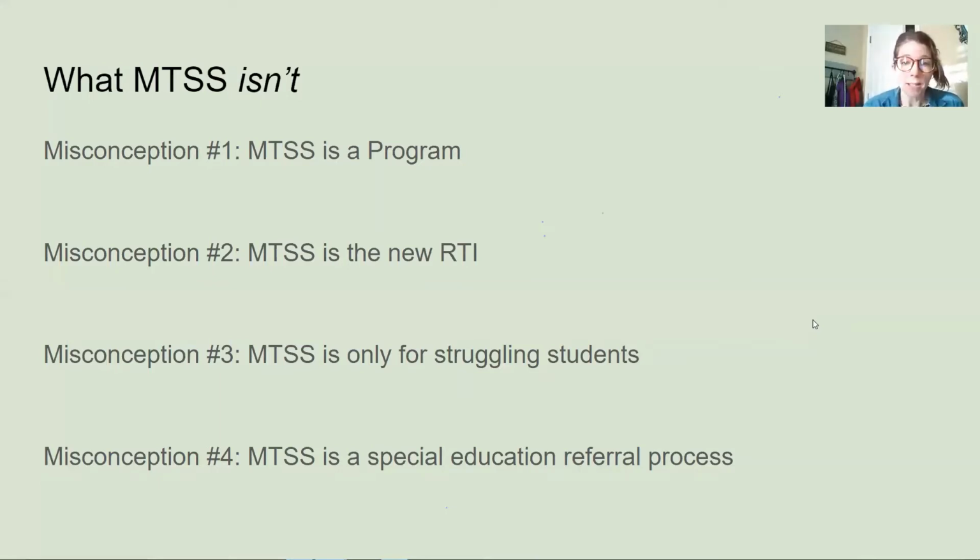Misconception number 3 is that MTSS is only for struggling students, and that could not be farther from the truth. Oftentimes we use something called RTI to help target and support struggling students, but we're taking the lens and bringing it way out so that MTSS is a support system for all children, not just struggling students. And then misconception number 4 is that MTSS is a special education referral process.